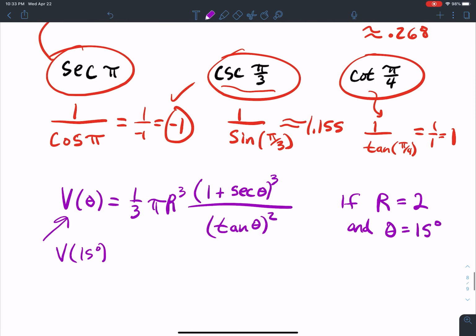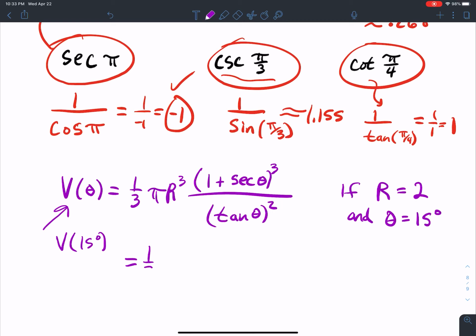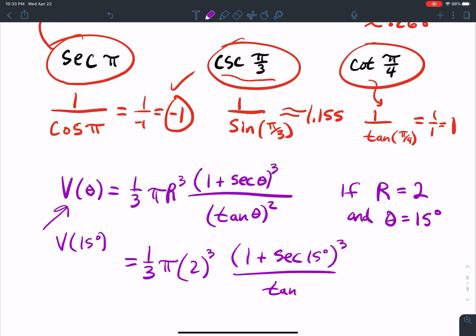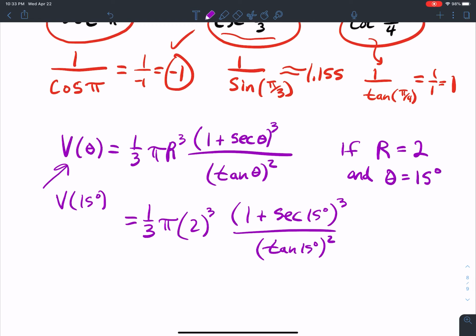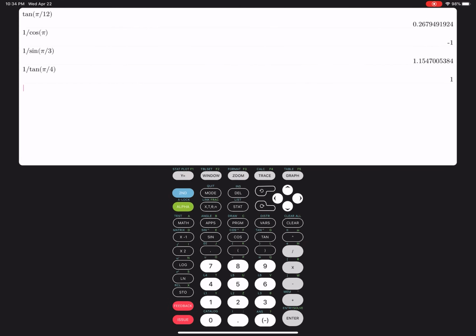So literally all we do is we plug and chug. I do 1/3 pi times, and then r is 2, plug a 2 in, and then I have 1 plus secant of theta, which is 15 degrees, all cubed, over tangent of 15 degrees squared, right? And so this part right here in your calculator, you can find by doing 1 over cosine 15 degrees, okay? So that will help you with computing that piece there. So no big deal. I could throw this in here just for funsies.